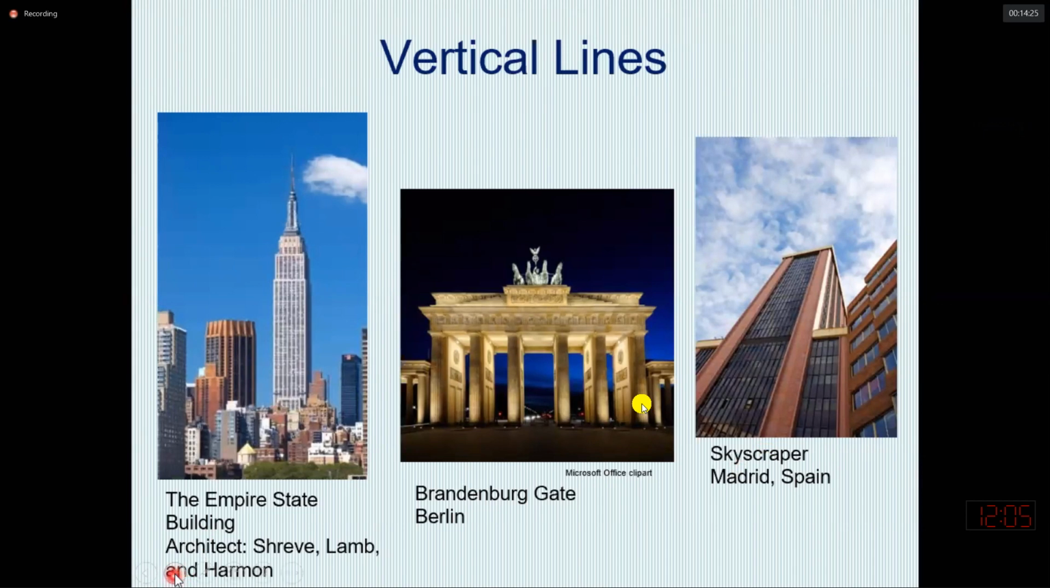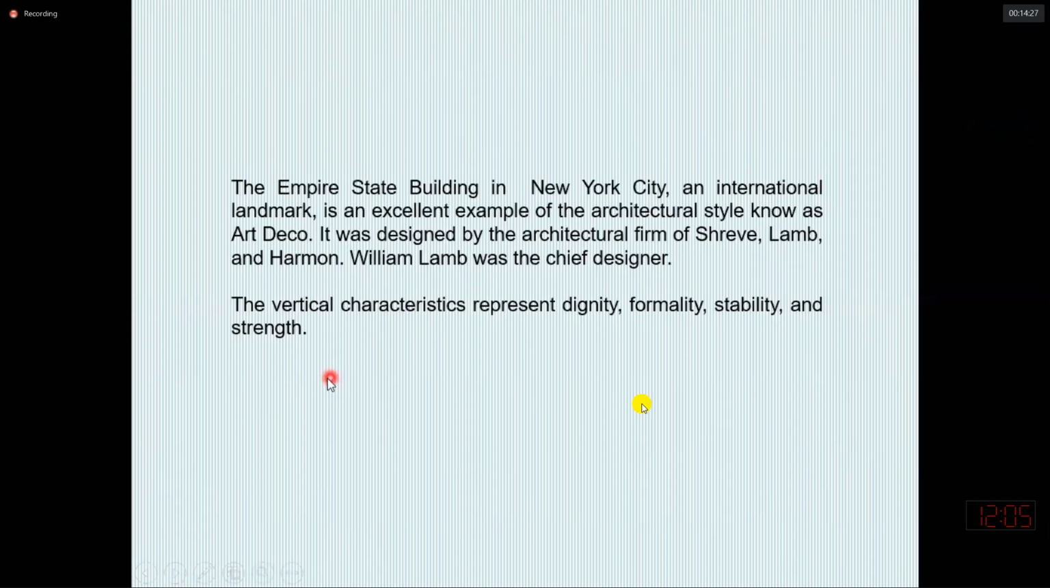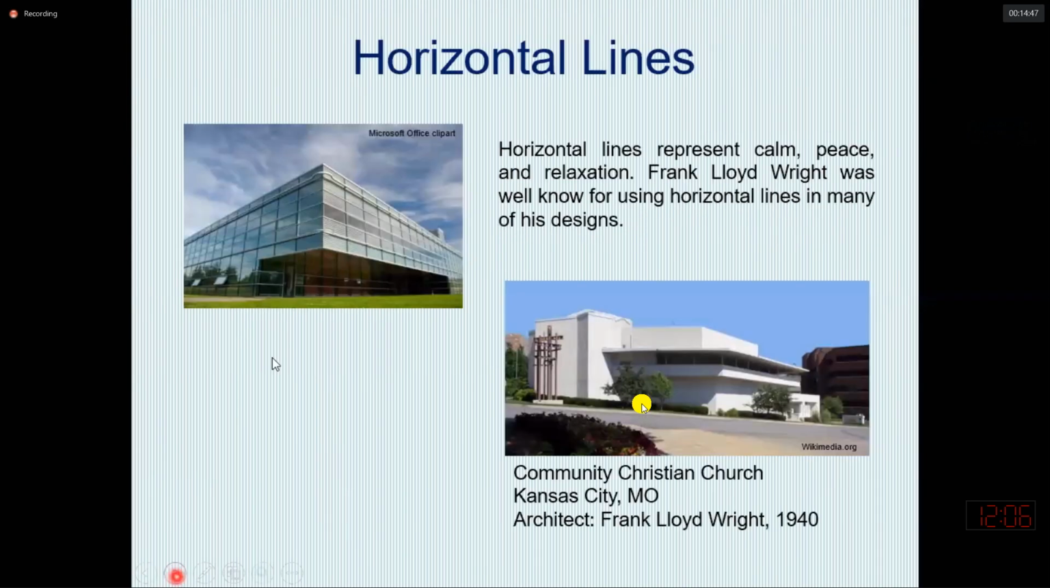So let's briefly discuss that this building in New York is an international landmark, and it's designed in a specific architectural style, that is Art Deco, and its basic requirement is that it represents some sort of formality, stability, and strength. Then use of horizontal line.